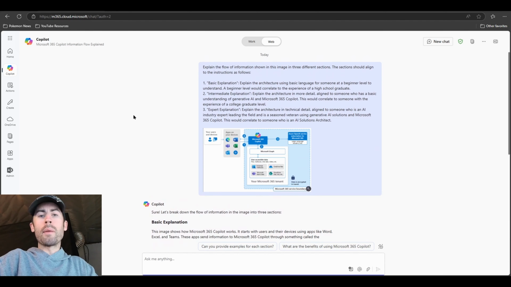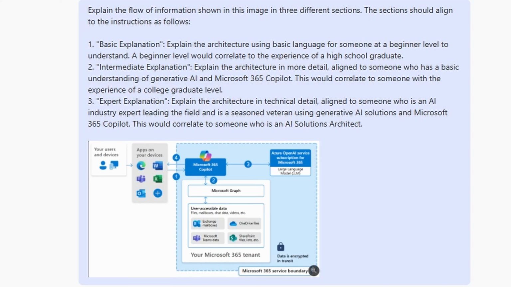So within my prompt, you see I'm asking for 3 explanations at varying levels of knowledge and detail. The first explanation is a basic explanation, explaining the overall architecture, and this would correlate to someone who is a high school graduate level. We then have an intermediate explanation, and this would be an explanation of the architecture in more detail, aligned to someone that does have a general understanding of generative AI and Microsoft 365 Copilot that would directly correlate to a college graduate level.